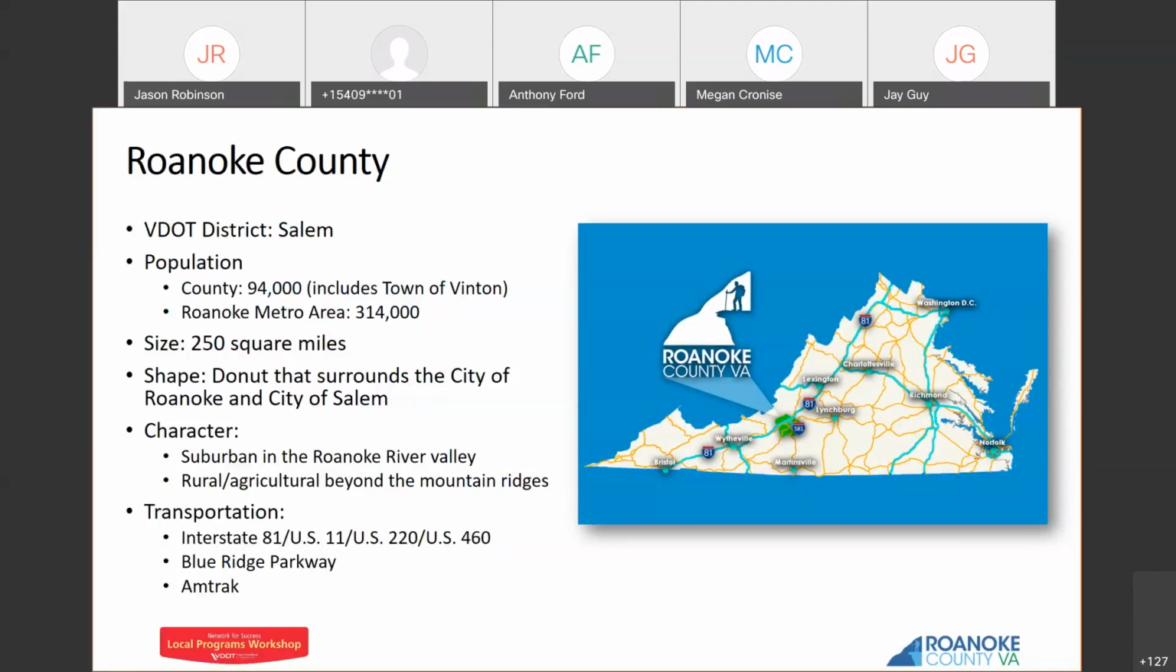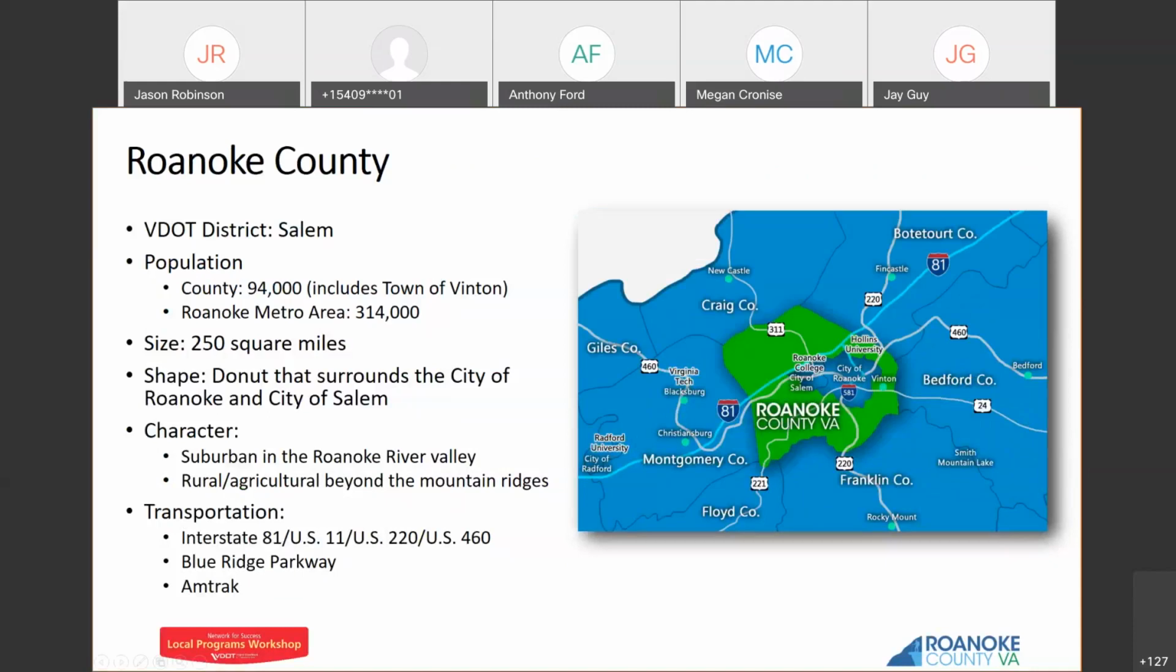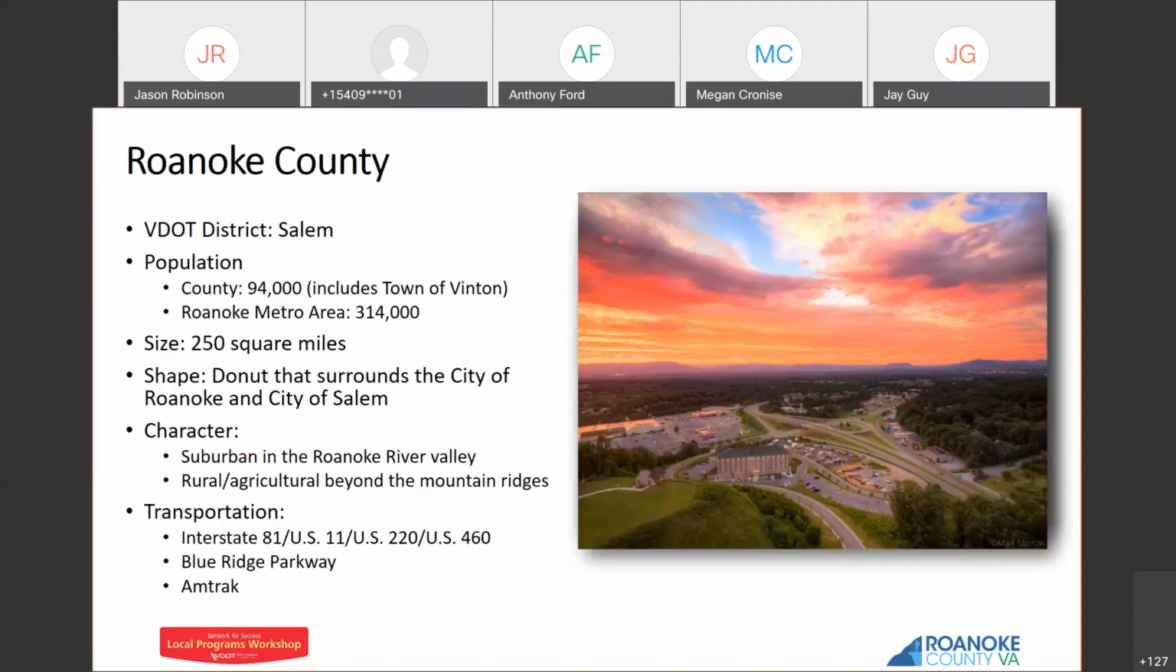Roanoke County, Jay, we've got another image, is about 250 square miles in size, and it is a donut that surrounds the city of Roanoke and the city of Salem. And because of that, our character is pretty suburban around the cities in the Roanoke River Valley and rural and agricultural beyond the mountain ridges.